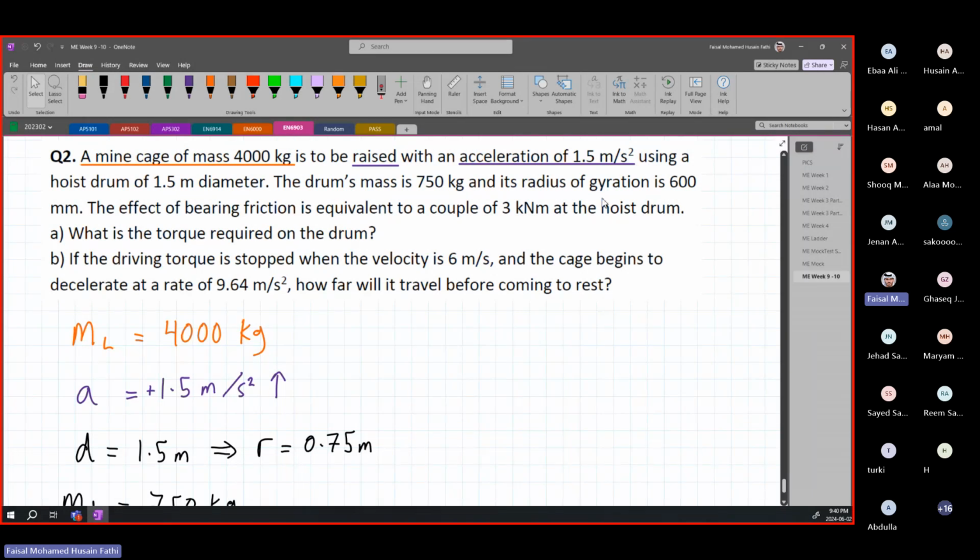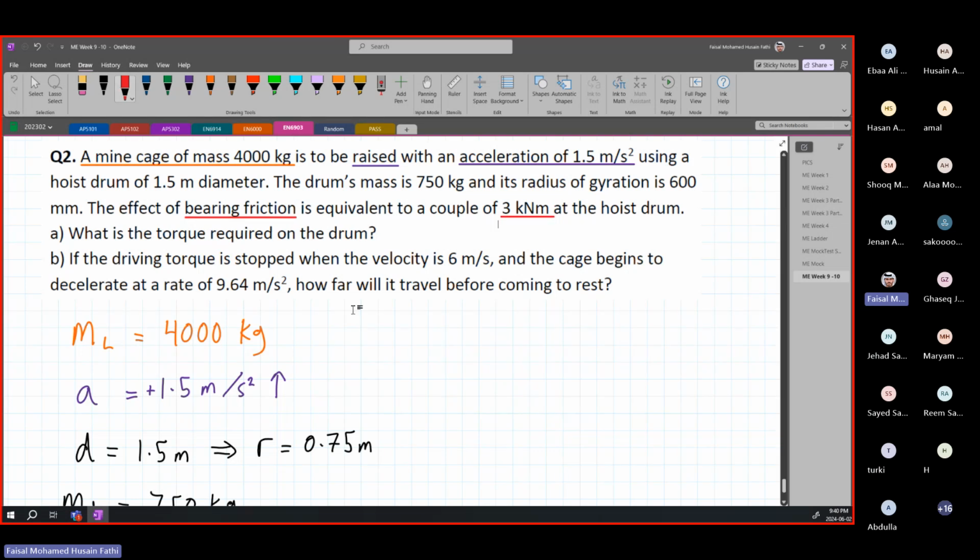Do not keep anything in revolutions per minute or in millimeters or in kilonewtons, always change them to the standard units, all right? The effect of bearing friction is equivalent. So the bearing friction, this is what I was talking about. This is your frictional torque, is equivalent. So bearing friction is equivalent to a couple of 3 kilonewton meters.